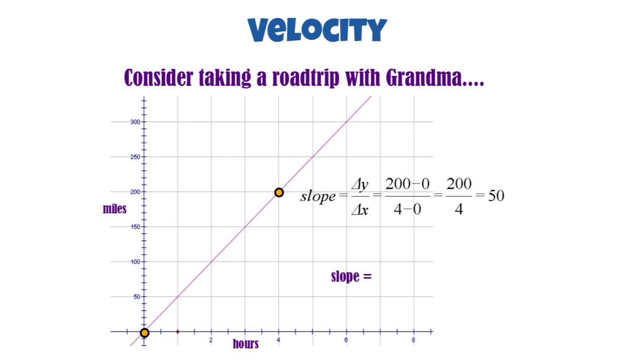So let's throw an example out there. Let's say you're going to go on a road trip with grandma. All right. So pretty much here's the path that we're going. This is just you in your car, and as time passes, the distance you are from home is increasing. Just a nice linear pattern here.